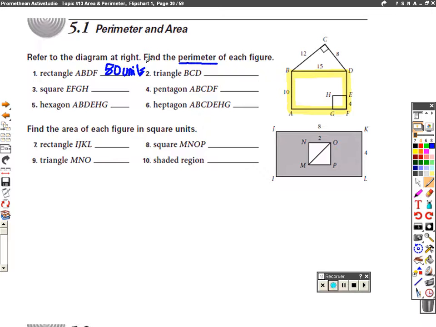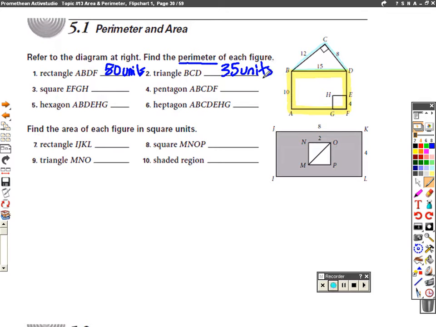Okay. All right. Number 2, triangle BCD. So let's highlight that, see what that looks like. So BCD is around the top right here. And so we're going to add up all those sides. And that's 12 plus 8, or 20, and another 15. So that should be 35 units.